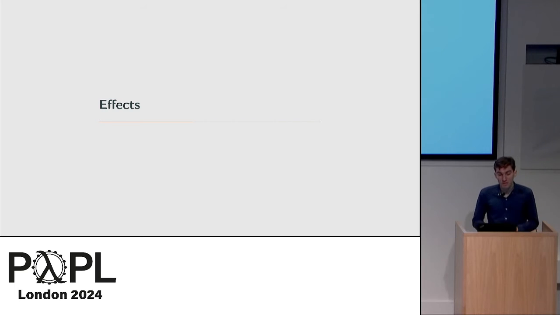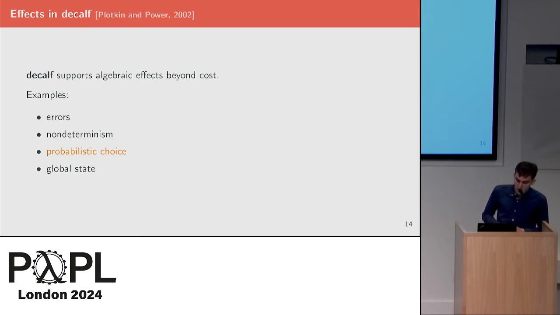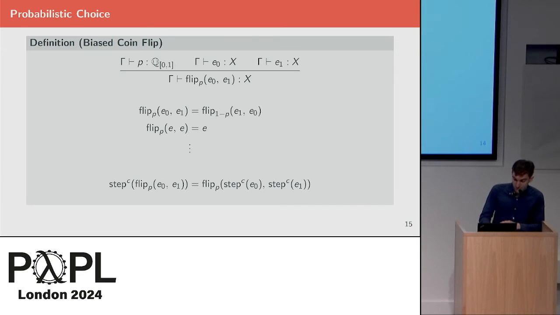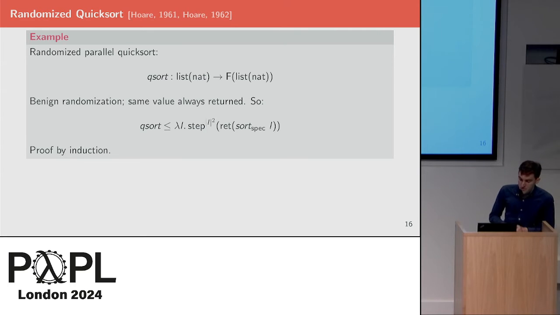So now let me tell you about effects, which we add in Decalf. So Decalf supports a variety of algebraic effects. In the paper, we have a bunch of examples, but for the purpose of this talk, I'm going to focus on probabilistic choice. So to add a probabilistic choice effect, we add a primitive just like step. Here we call it flip, which is like a weighted coin flip with probability p that you land in one branch and 1 minus p that you land in the other. This is pretty standard. Using this primitive, we can then define randomized algorithms.